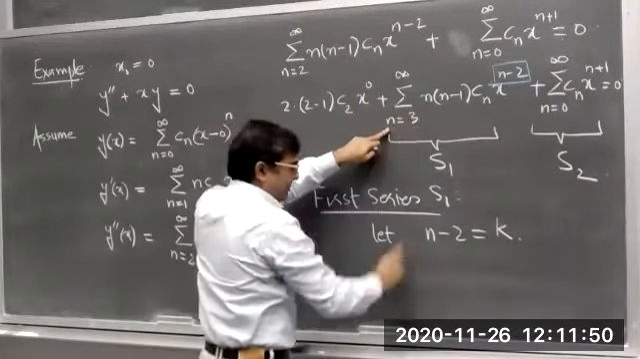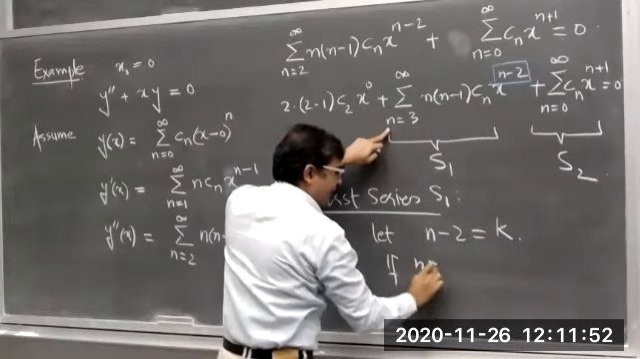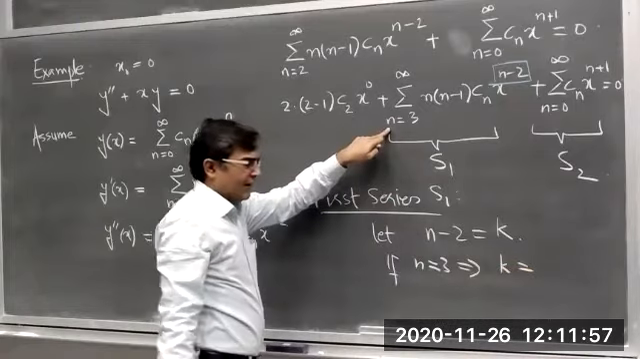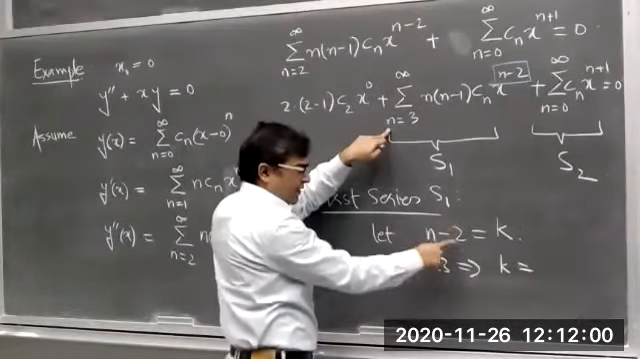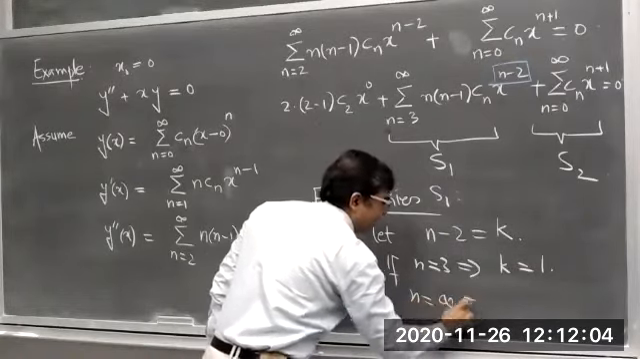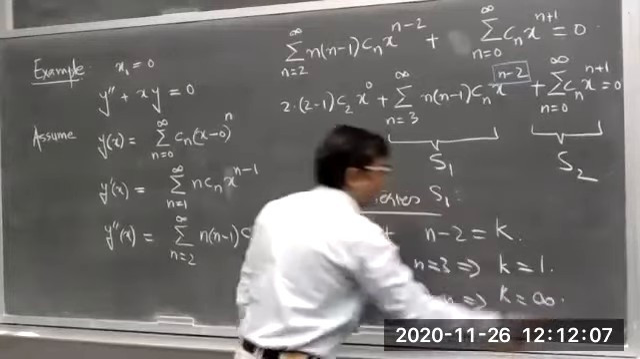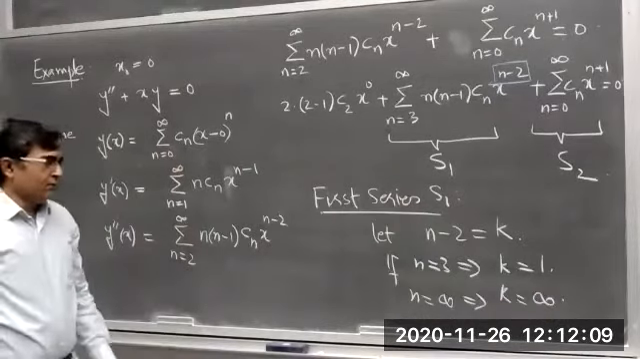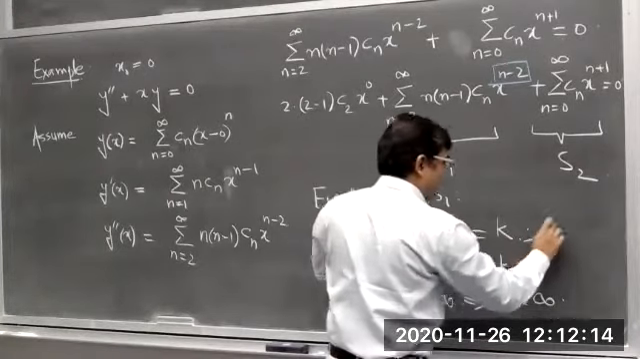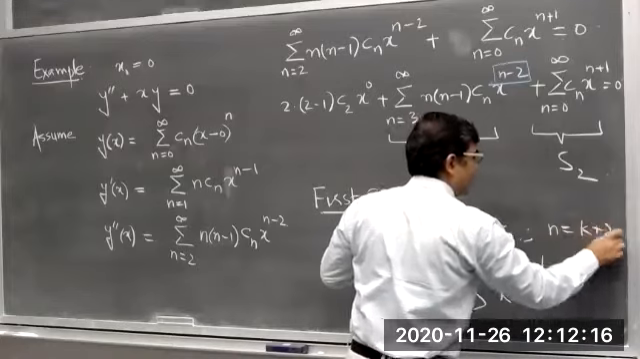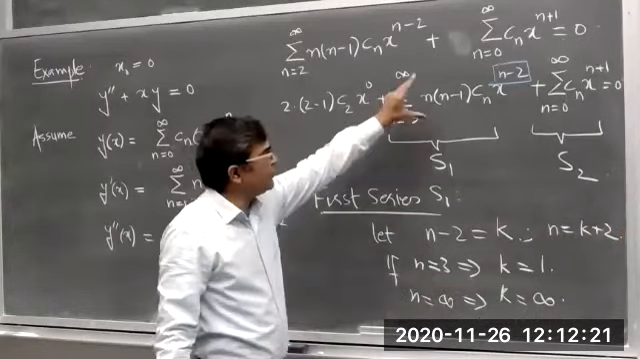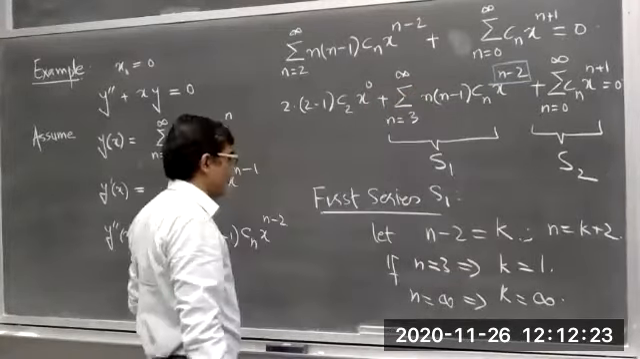N starts from 3. If n is equal to 3, then k is what? Then k is, if we put n as 3 here, what will be the value of k? It is 1. And if n is infinity, then k is what? It is obviously infinity. And from here, we can see that n is k plus 2. Now, inserting all these substitutions into this series 1, what do we obtain?